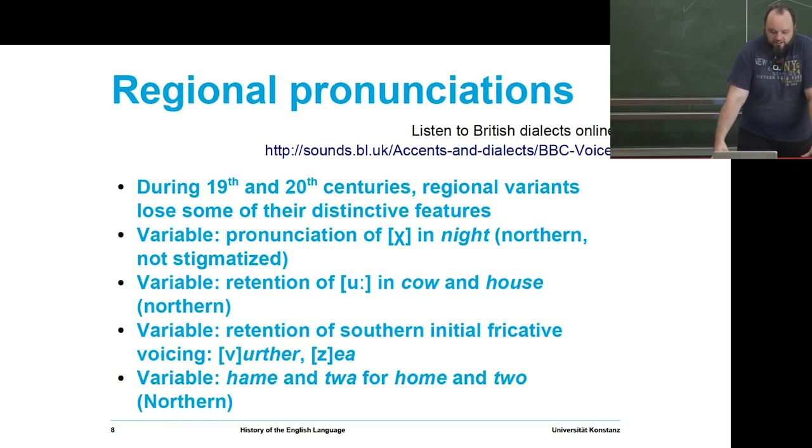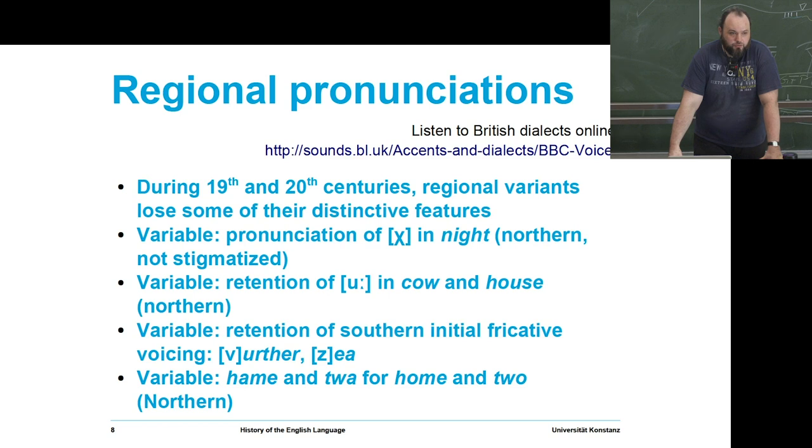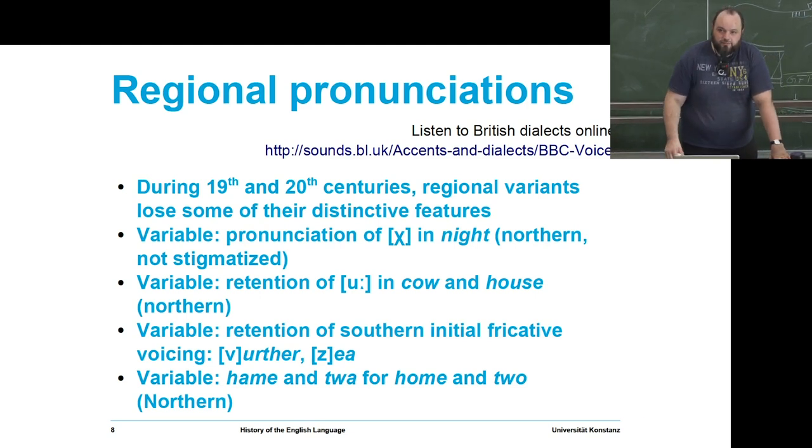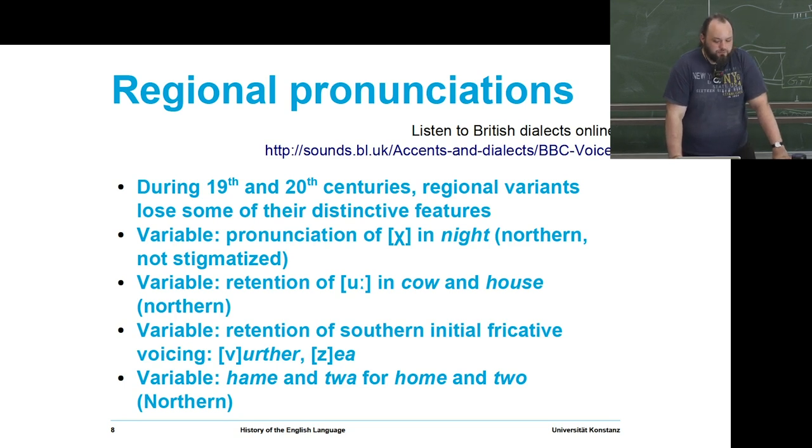One of them we've already seen, initial fricative voicing, which we get as early as Middle English, is something that we find retained in the dialects of the South. So for further and see, we would have pronunciations like verther and z. And as we've seen last time, this was something that people were quite aware of, and there was some stigma attached to it for quite some time.